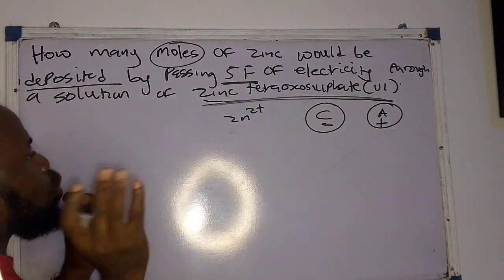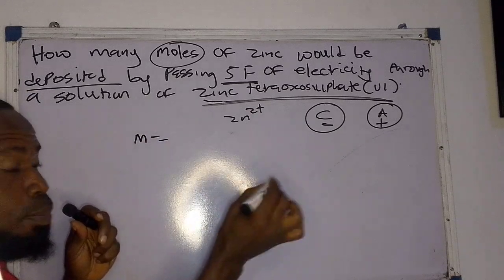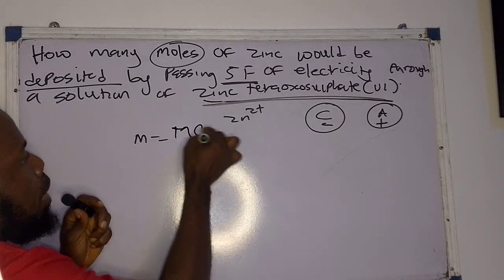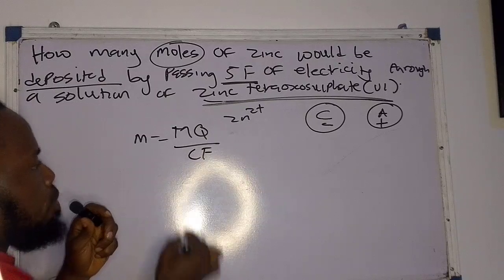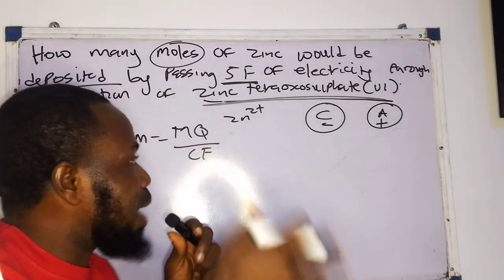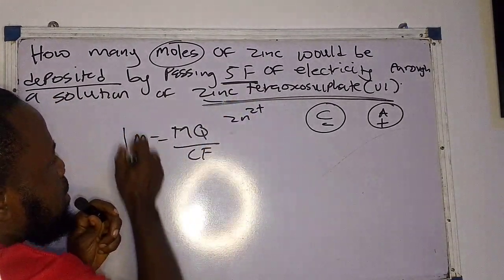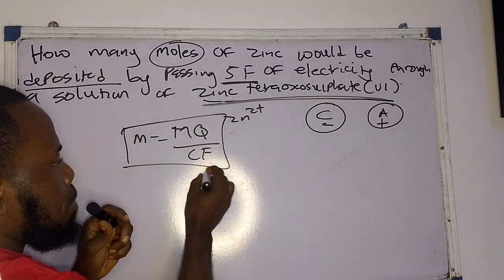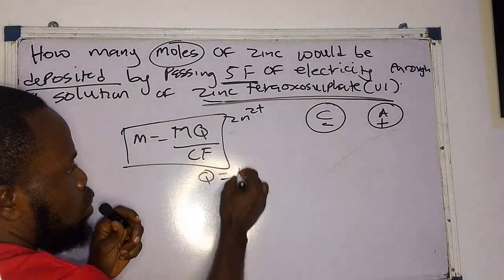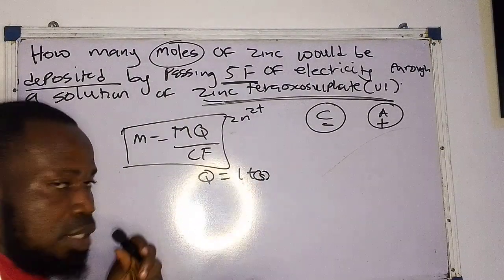First off, I want to put this at the back of your mind: during electrolysis, the mass of a substance deposited is equal to m Q over C F. This m is the molar mass, this is the mass, and Q is the quantity of electricity. And please let me bring this out very fast so you don't make mistakes. Remember that quantity of electricity is equal to I t, where I is current and t is time, and the time is in seconds.